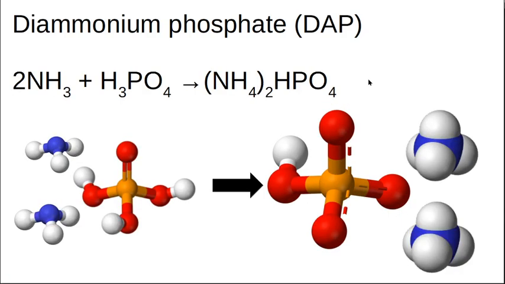Then you get diammonium phosphate, where you mix 2 ammonias with the phosphoric acid. So 2 of these hydrogens pop off and go and form a dative covalent bond with the ammonia. Remember those dative covalent bonds, people? So you then end up with 2 ammonium ions and then this HPO4 complex ion.